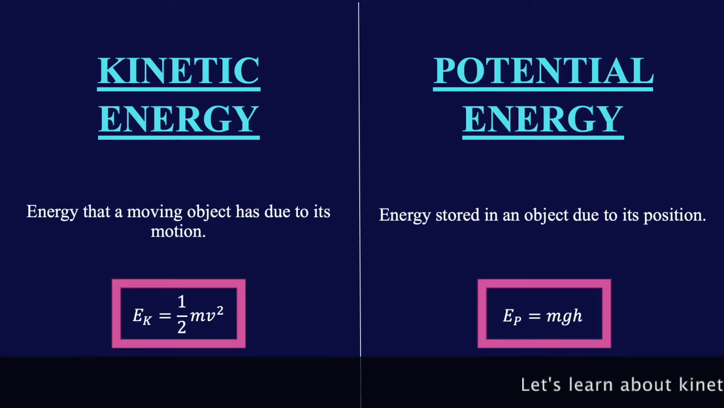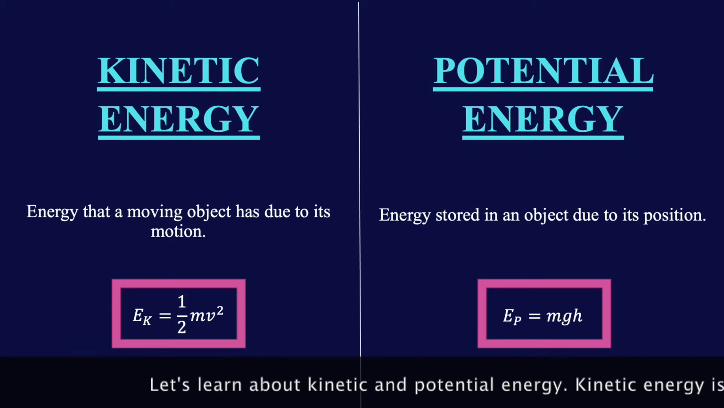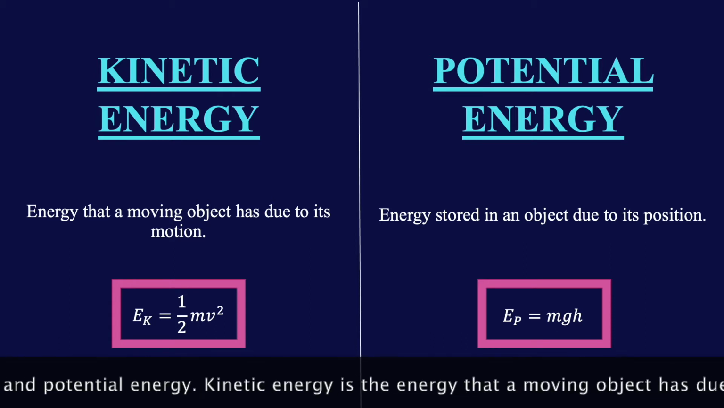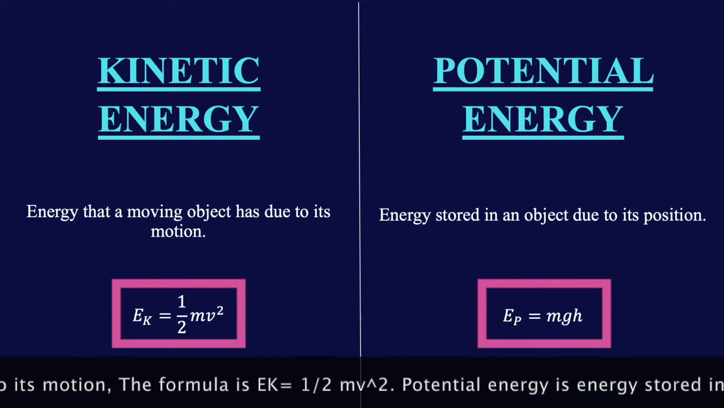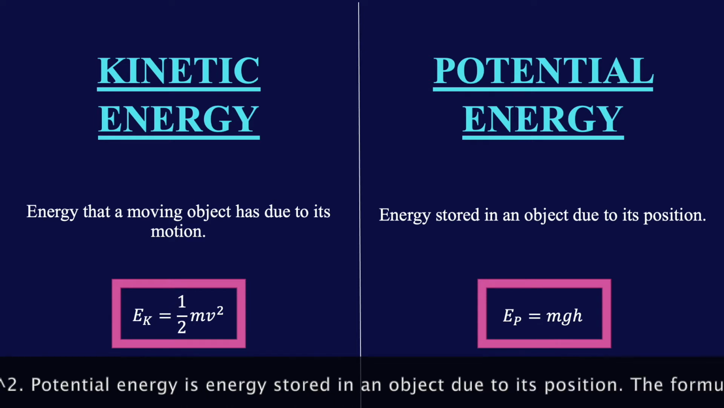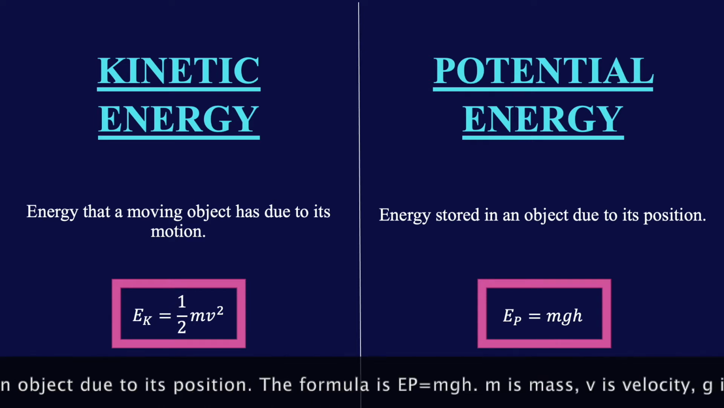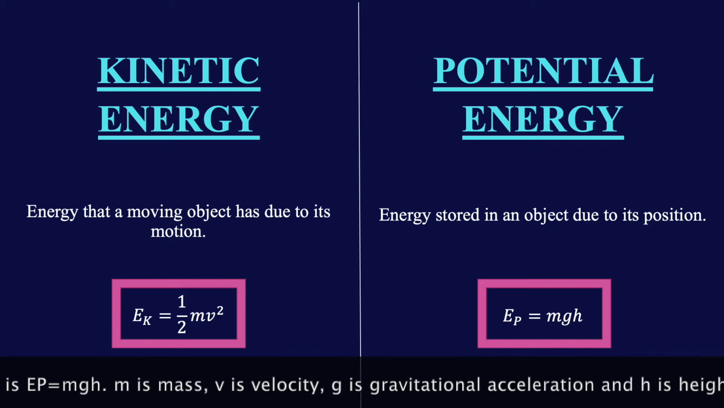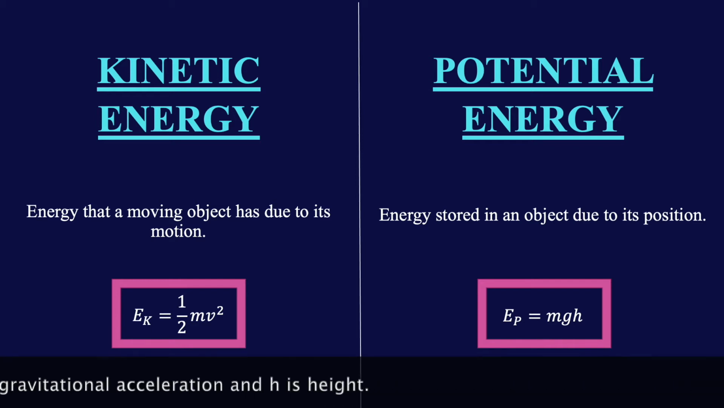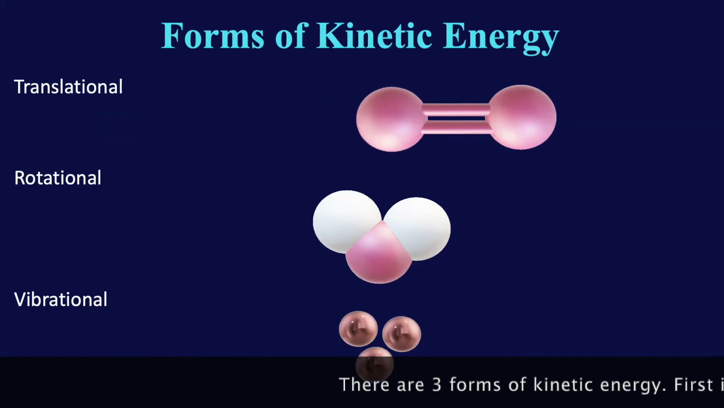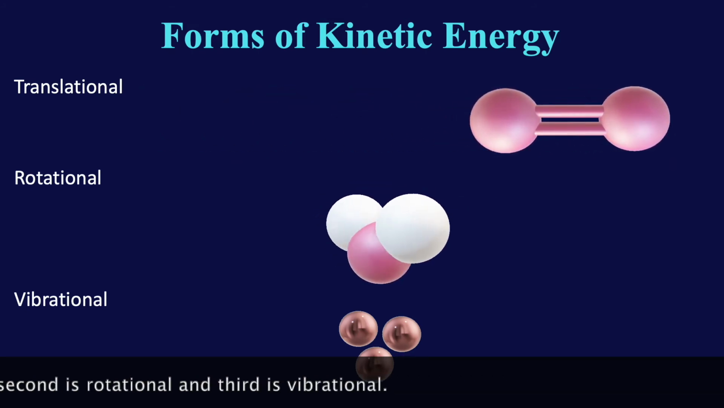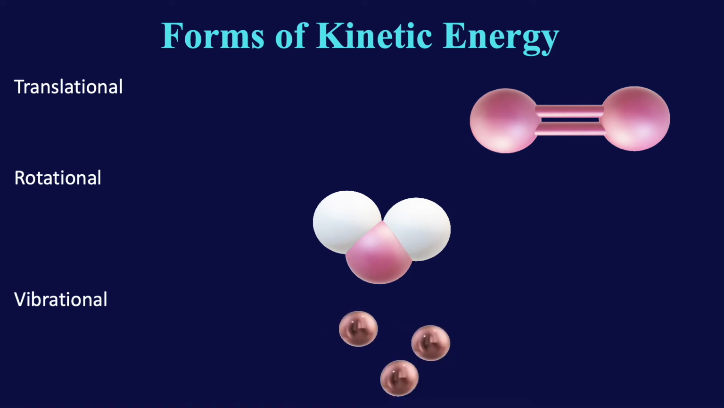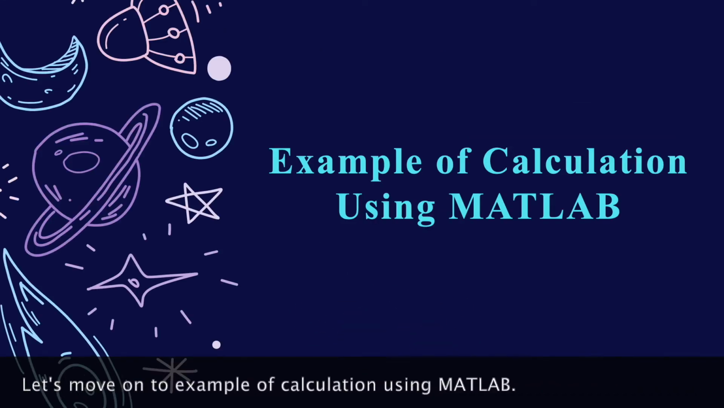Let's learn about kinetic and potential energy. Kinetic energy is the energy that a moving object has due to its motion. The formula is EK equals 1 over 2 mv squared. Potential energy is energy stored in an object due to its position. The formula is EP equals mgh. M is mass, v is velocity, g is gravitational acceleration, and h is height. There are three forms of kinetic energy. First is translational. Second is rotational. Third is vibrational. Let's move on to an example of calculation using MATLAB.